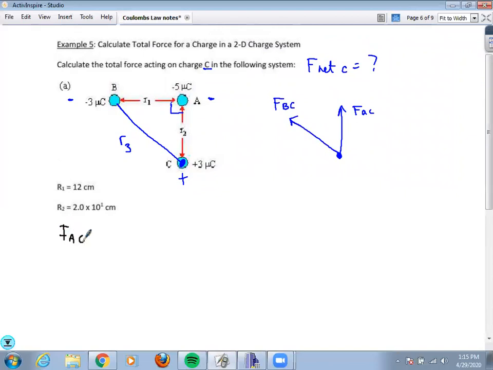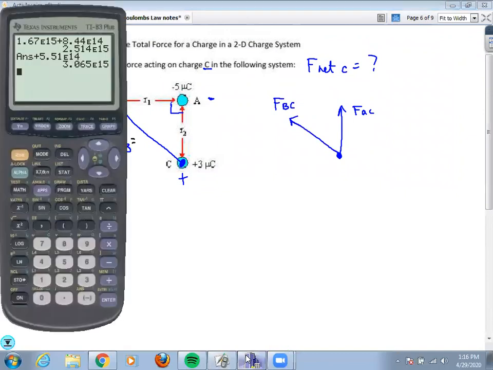So let's figure that out. FAC and FBC. But to do that, we need to know this radius. Okay, so we've got a triangle. R1 is 12, R2 is 20, so we need R3. So A squared plus B squared equals C squared. 12 squared plus 20 squared, and then you square root. You get 23.32.